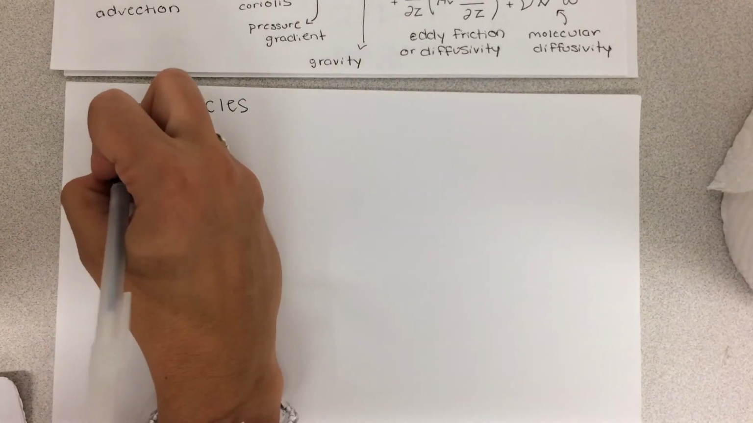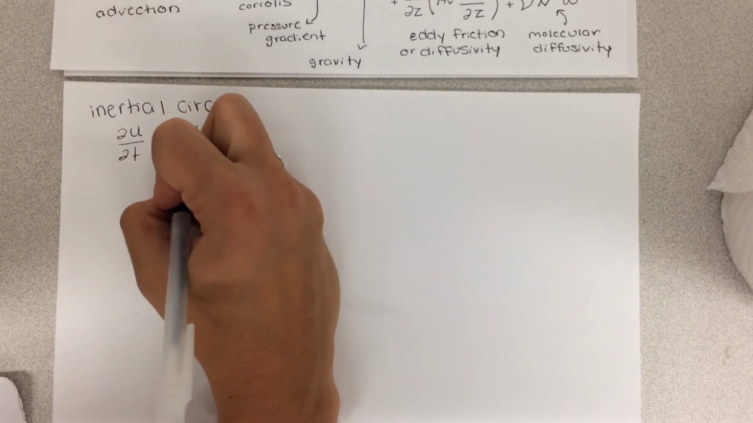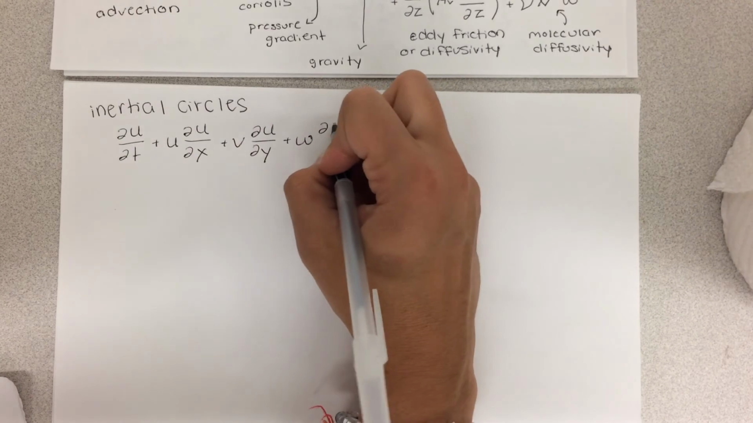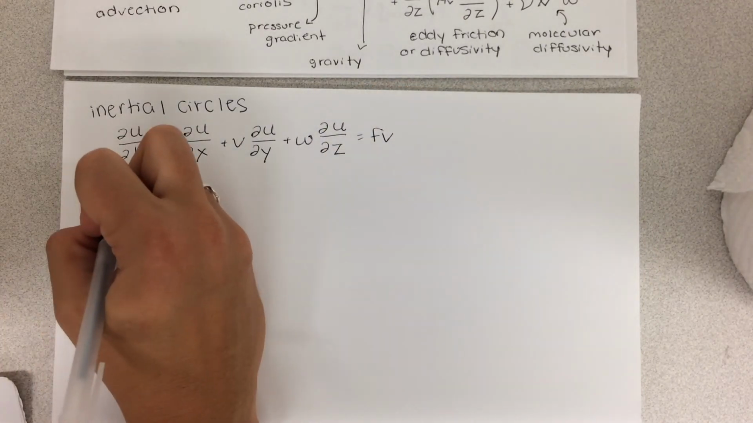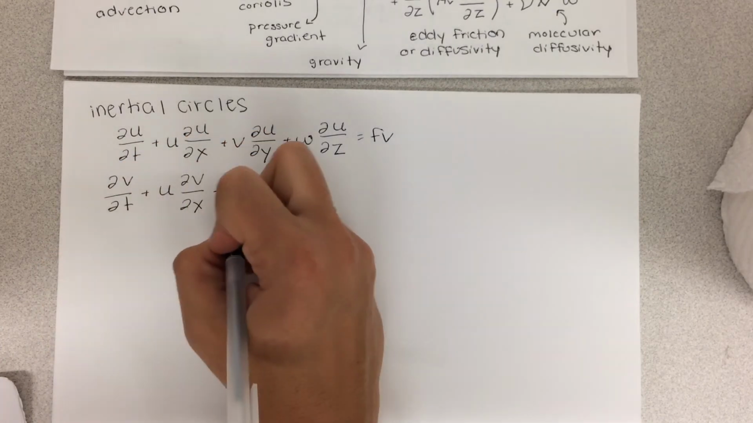Okay, so finally I'm going to review a few of the balances that we've made over the last few weeks of lecture, just to sum up this video. First we have inertial circles, which is a balance between the advection terms and the Coriolis terms. The assumptions we make for inertial circles are rotating, frictionless, and incompressible.